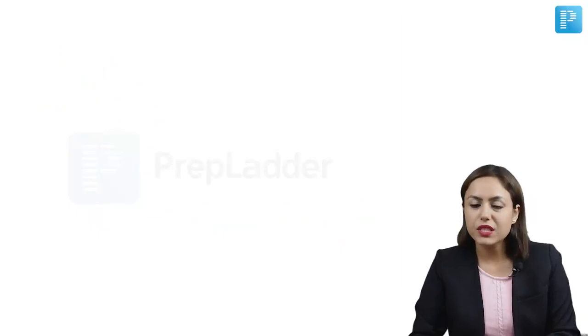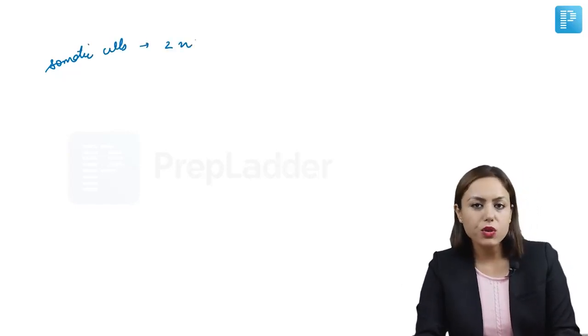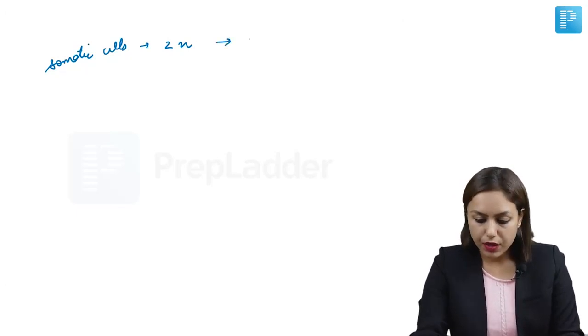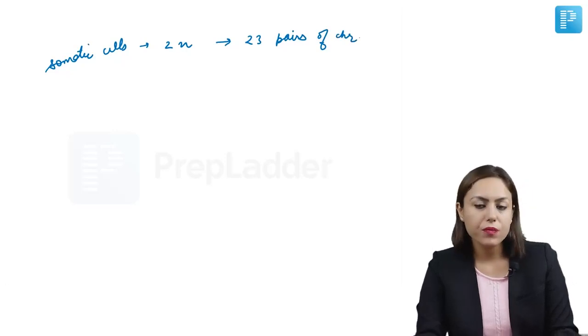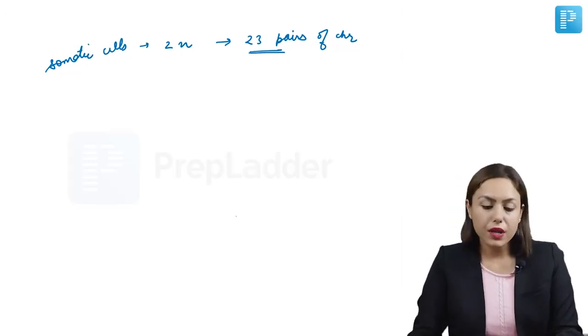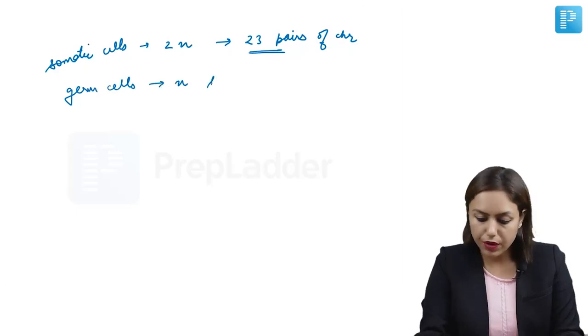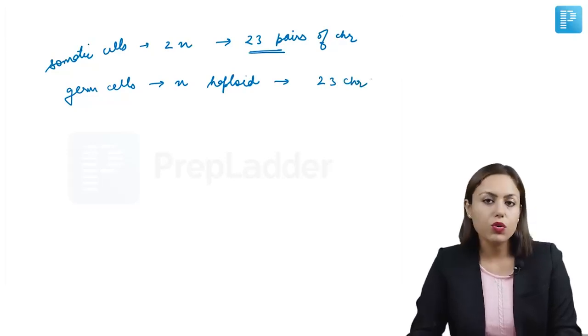Then let's do some basics of chromosomes. In human somatic cells, they have 2n, that is diploid configuration, that is 23 pairs of chromosomes, in which one pair is of sex chromosomes and the other 22 are autosomes. But germ cells are haploid, that is n, so they have 23 chromosomes.